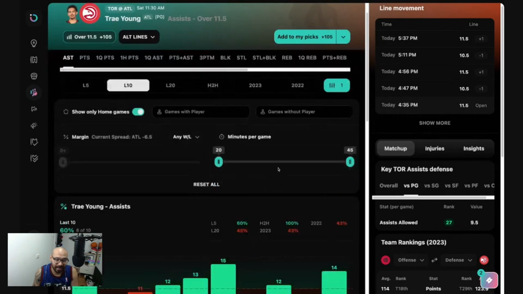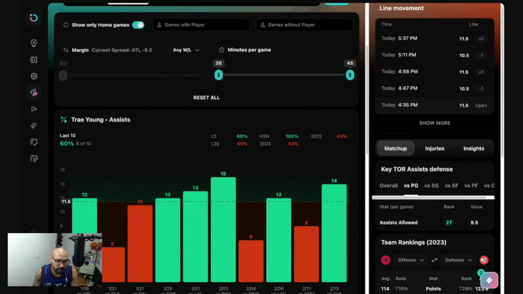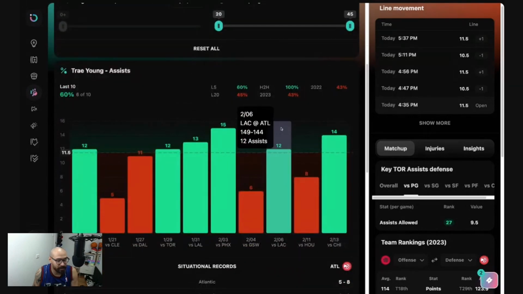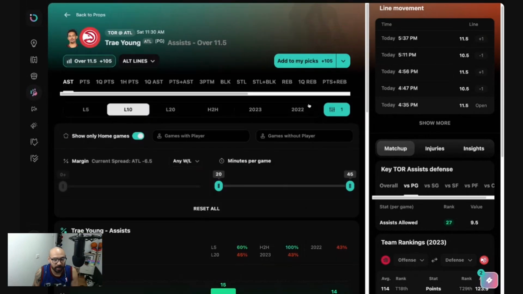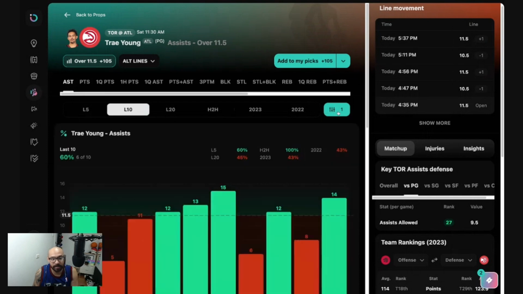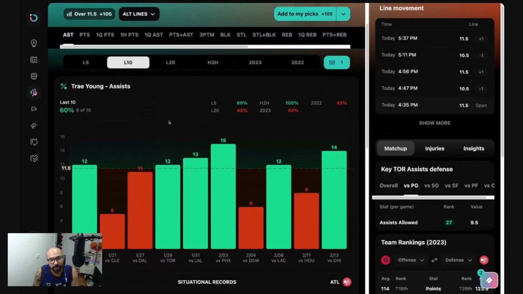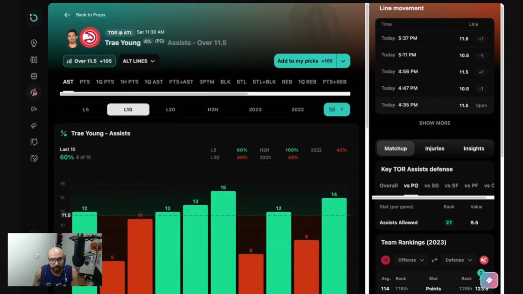So Trae Young at home against the Raptors, he can get this done. Looking at his last 10 home games, though, it's not as convincing. 6 out of 10, nonetheless. So, again, these numbers make me lean to the over. And given that the matchup is good, the odds are nice and positive. I think this is definitely going to be a play that I take. So I do like Trae Young overs.